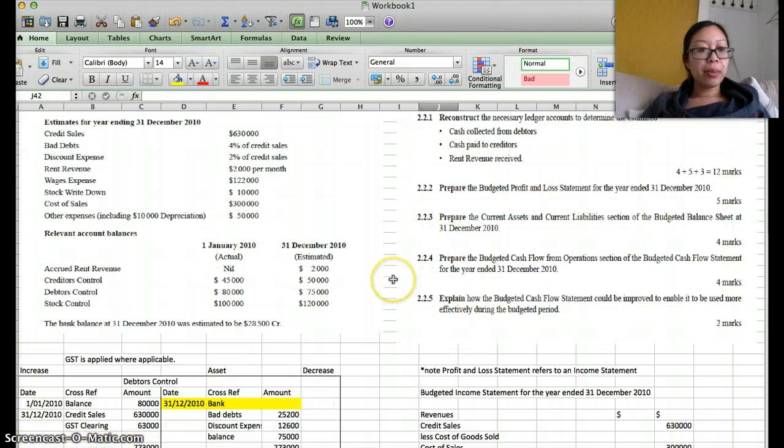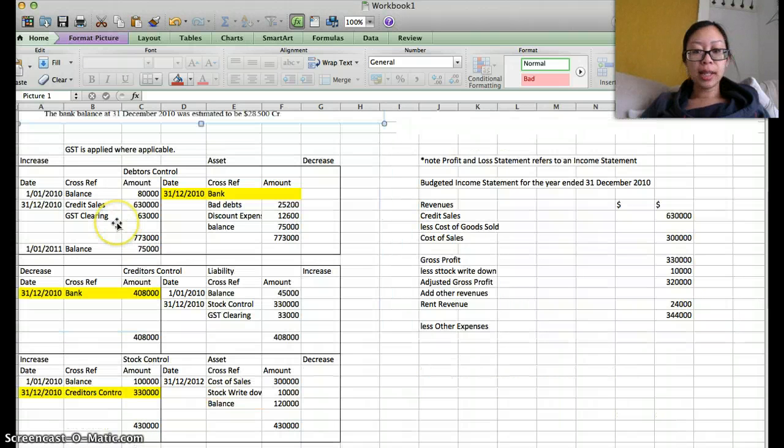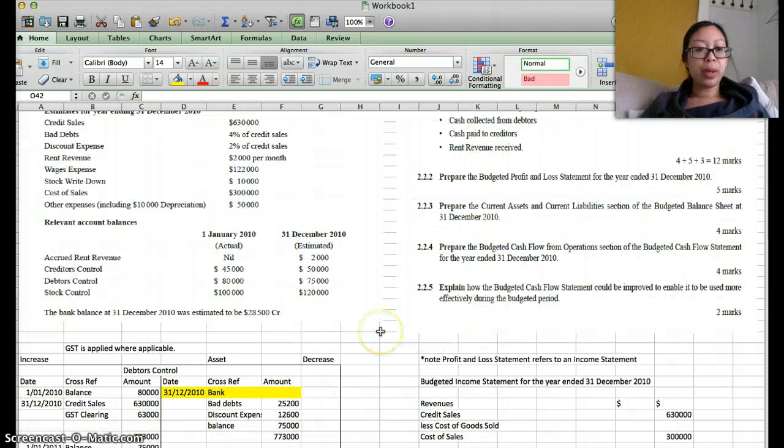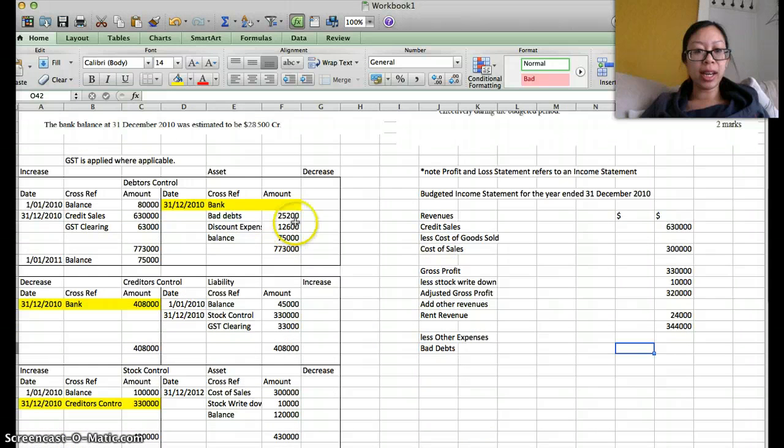So go back up, we have bad debts. I think a common mistake would be just not reading properly and leaving things out. Now remember, bad debts, you shouldn't have to work it out again. You've worked it out already. It's 4% of credit sales, so it's over here. So we can actually just go equal that cell.